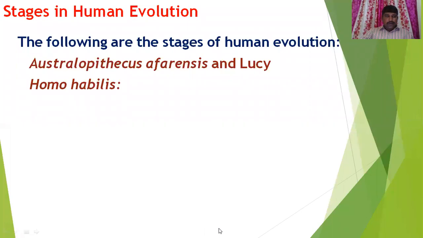Homo habilis. Homo is the genus, that is the group of species that includes modern humans like us and our most closely related extinct ancestors. The organisms that belong to the same species produce viable offspring.